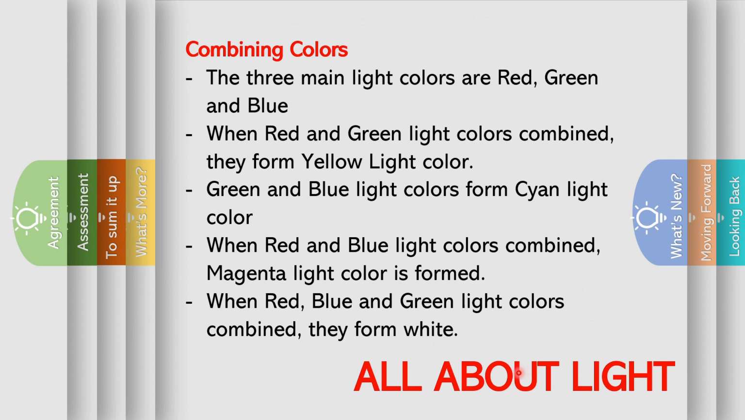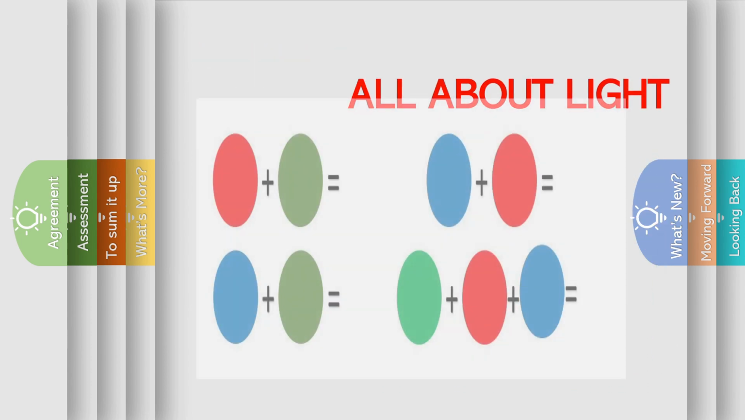Now, combining colors. When we combine colors, the three main light colors are red, green, and blue. Ito yung tawag nating primary colors, red, green, and blue. When red and green light colors combine, they form yellow light colors. Green and blue colors form cyan light colors. When red and blue colors combine, magenta light colors are formed. When red, blue, green colors combine, they form white color.